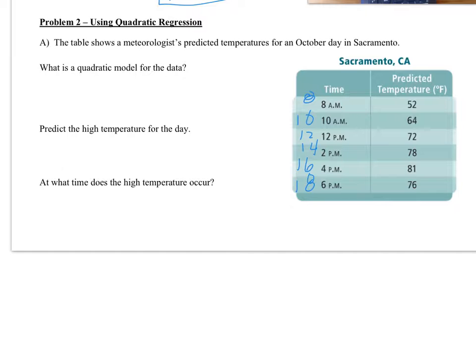Remember, you go to Stat and then push Enter to edit. Put the blue numbers in your L1, the other numbers in your L2. Go Stat, then arrow over to Calculate, and then you want to go to 5, quadratic regression. So first it's saying what's your quadratic model. So it would be y equals, it gives you your A value. When you are writing this down, I want you to have 4 decimal places.